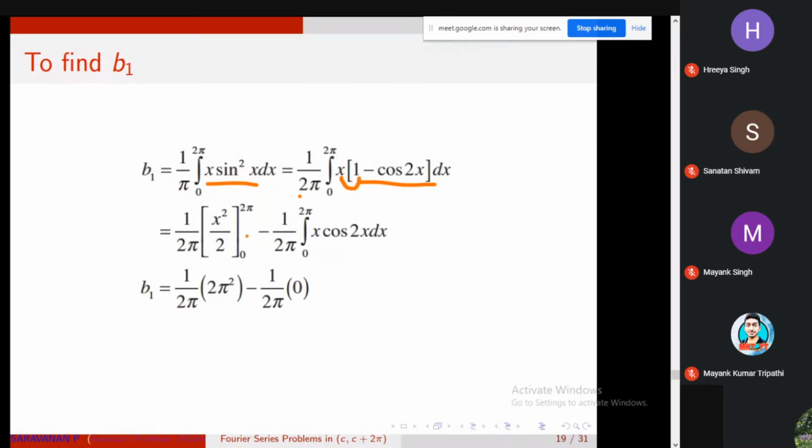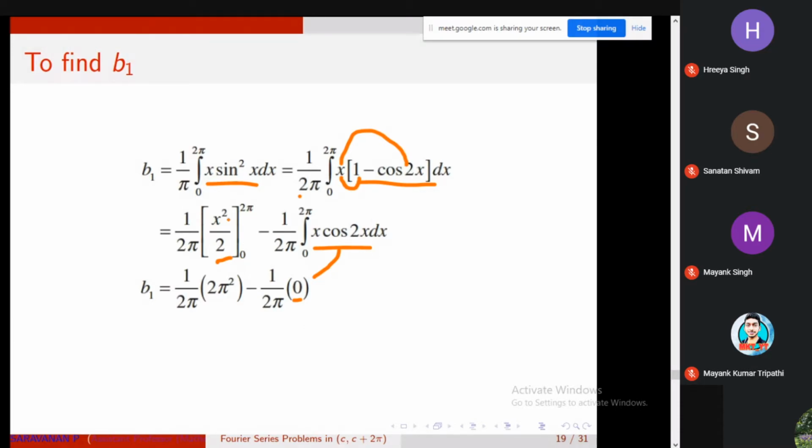x into 1, if I integrate that, it is x square by 2. Then x into cos 2x, that is the second integral. You integrate this using integration by parts, and you will get the answer 0. So this integral value is 0. Just apply integration by parts, substitute the upper limit and lower limit, and you will get 0.